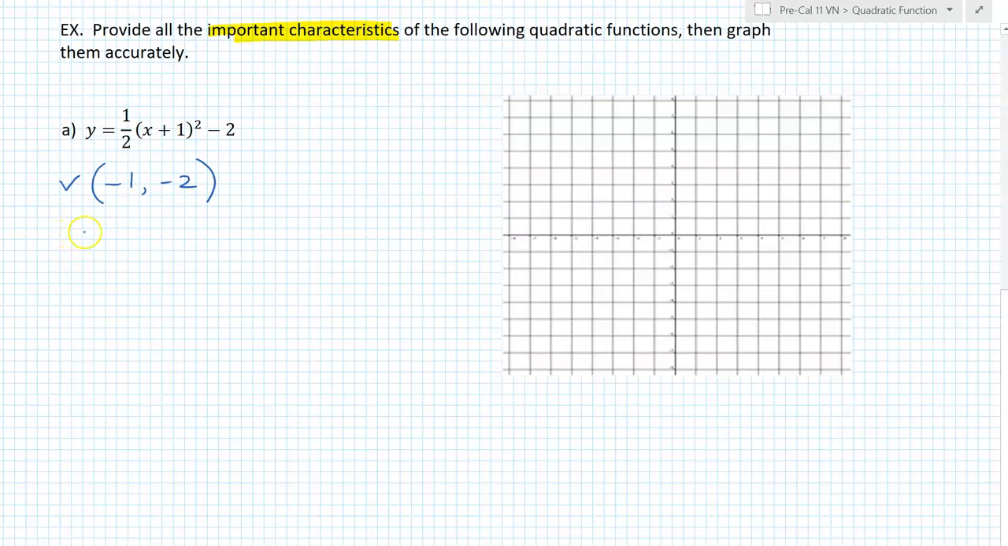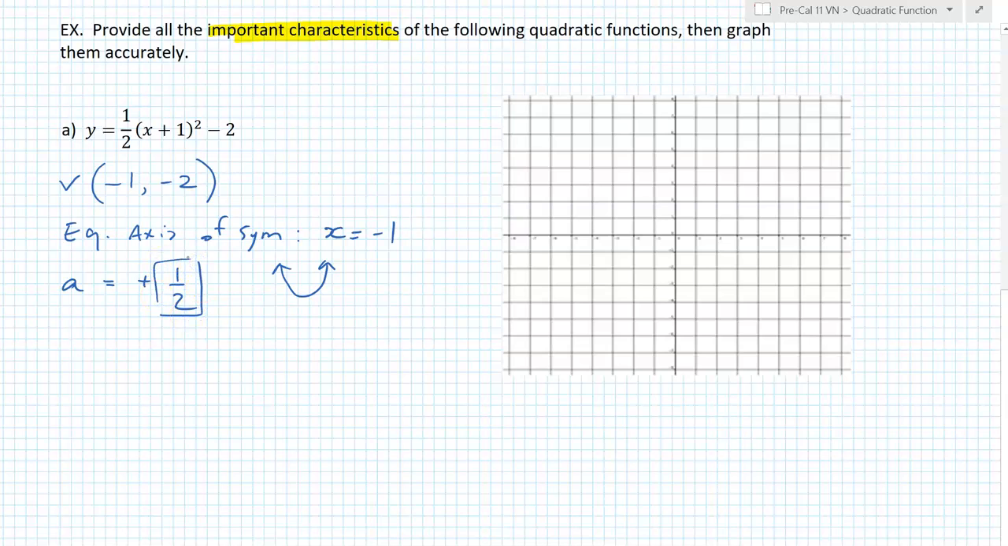We know that the equation of the axis of symmetry is x equals -1. That's very useful, because once we know that, we can create the other set of points on the left-hand side or the right-hand side of the graph, so that we can create the total graph. And the other thing that we do know is that a is positive 1/2, so we know that the graph opens up, or is upside up.